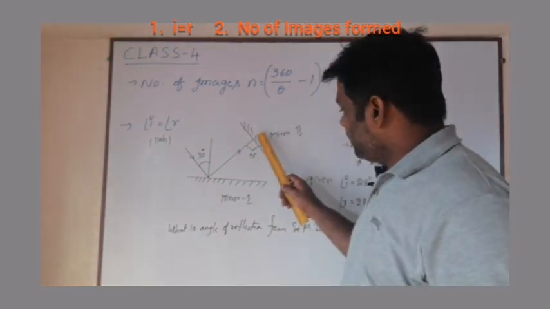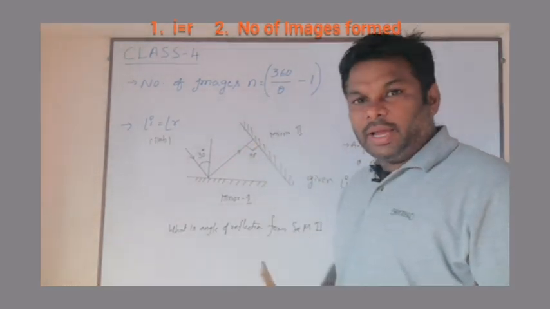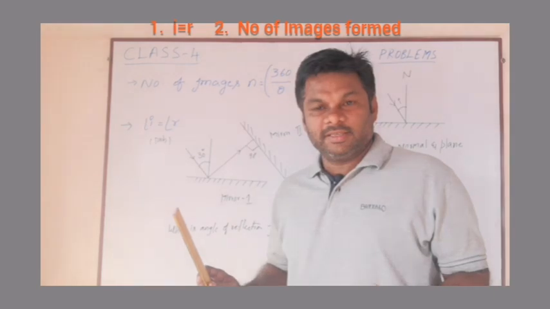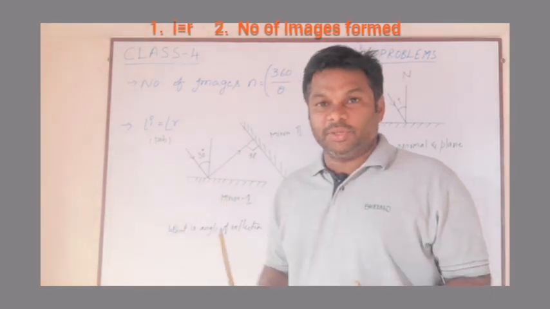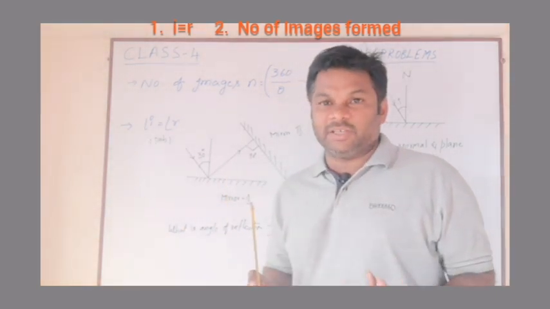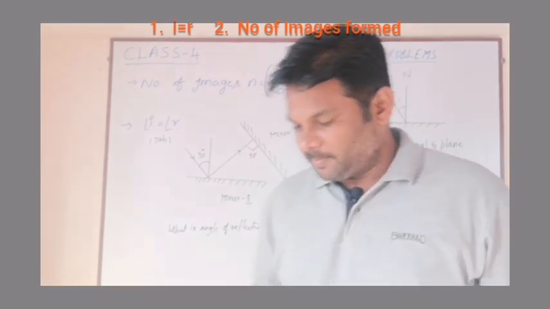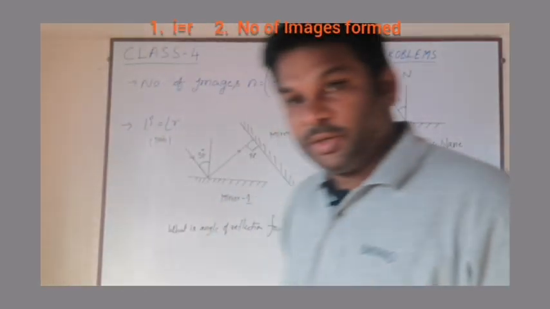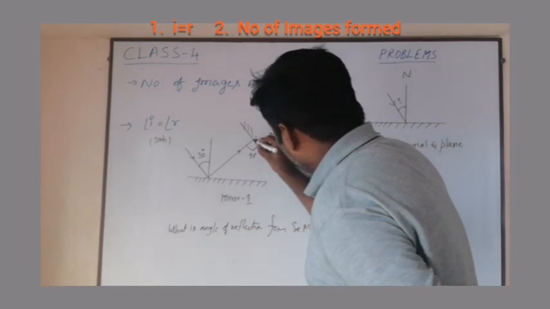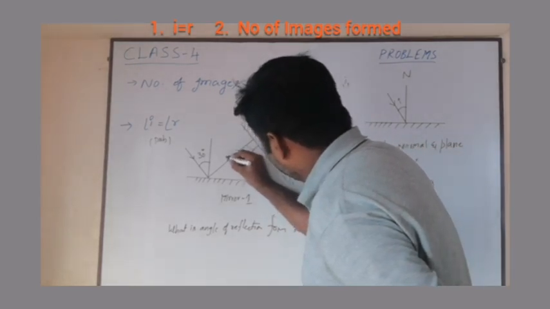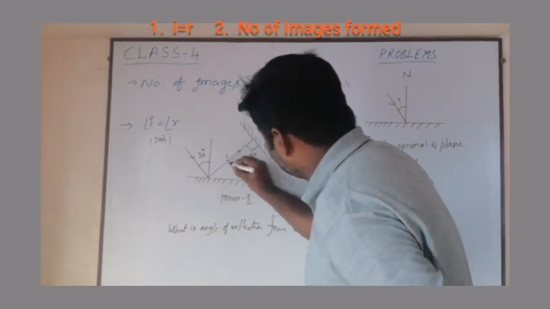So here there is no angle of incidence, that is nothing but 0, and the angle of reflection is also 0. Why am I saying the angle of reflection is 0? Here is the normal. It is incident in the normal direction itself.